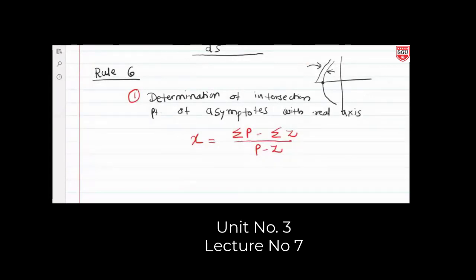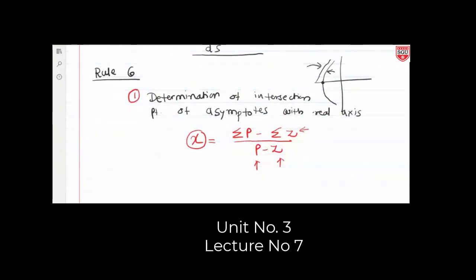Now what is meant by this? Summation of poles and summation of zeros. P is the number of poles, Z is the number of zeros. Summation of P means summation of all the poles, and summation of Z means summation of all the zeros, and X is the intersection point. So if we find X, then we will get the values.